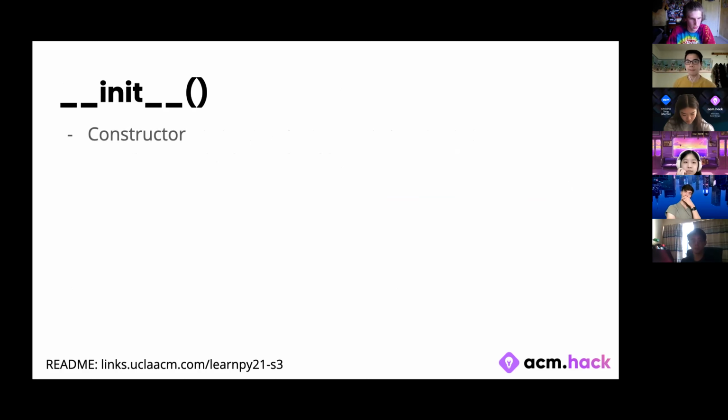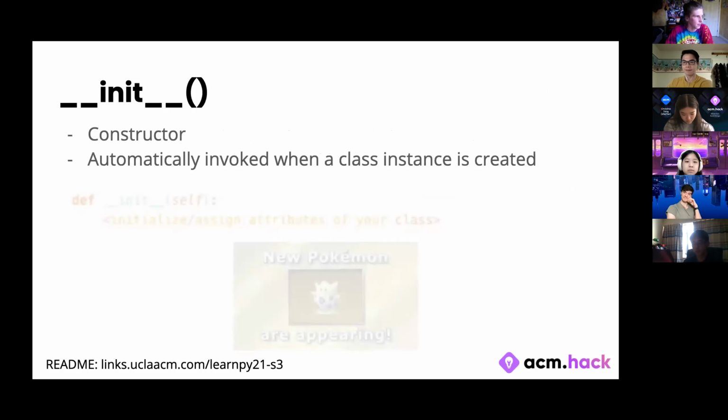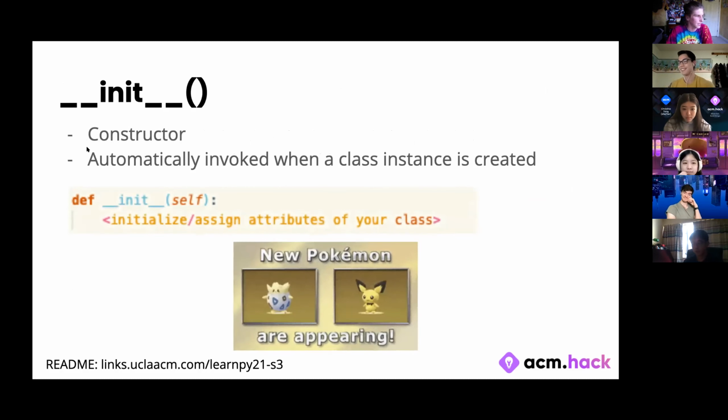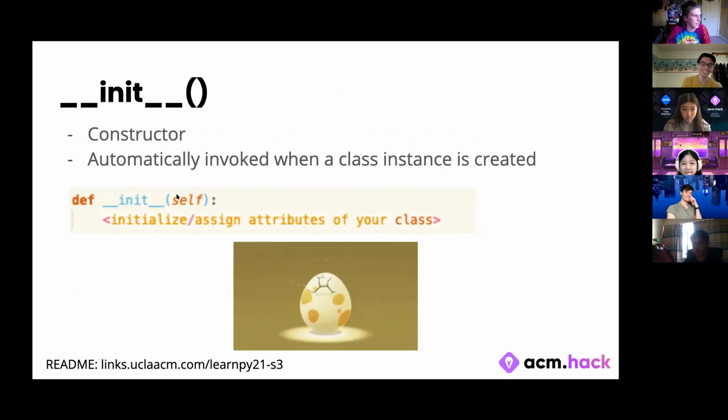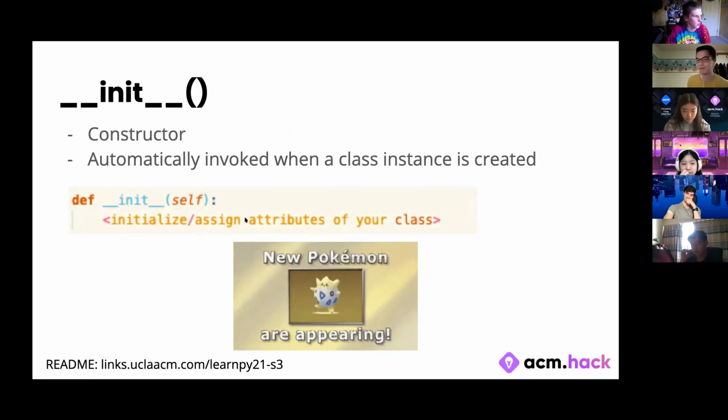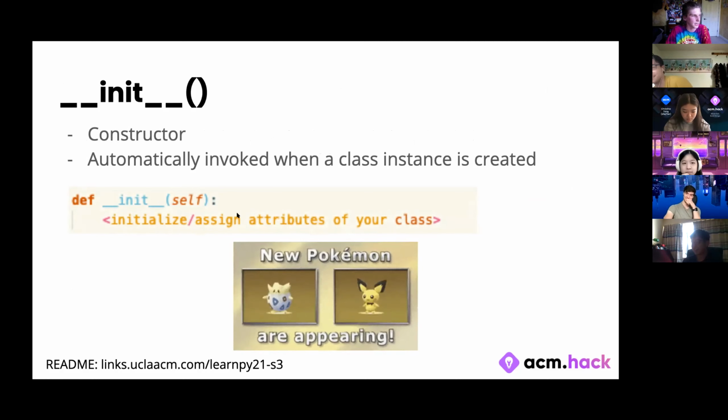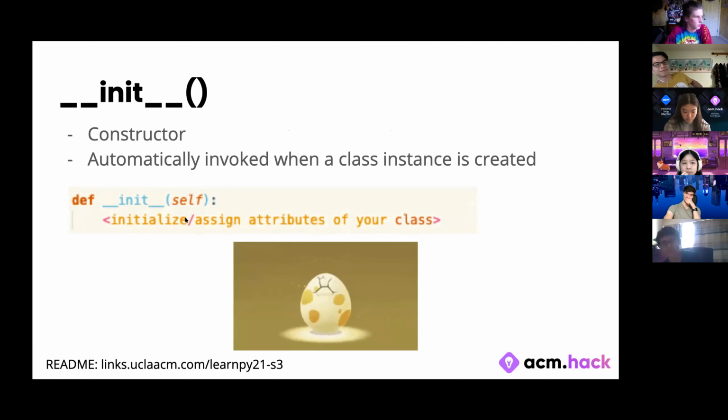And let me just, sorry, it's a special function. And again, it's like the constructor in Python. It is the constructor in Python. And it's automatically invoked when a class is created. So it looks like this. We have def init, and then the parameter self, and then colon, and then whatever you're initializing and assigning attributes of your class, however many you need.